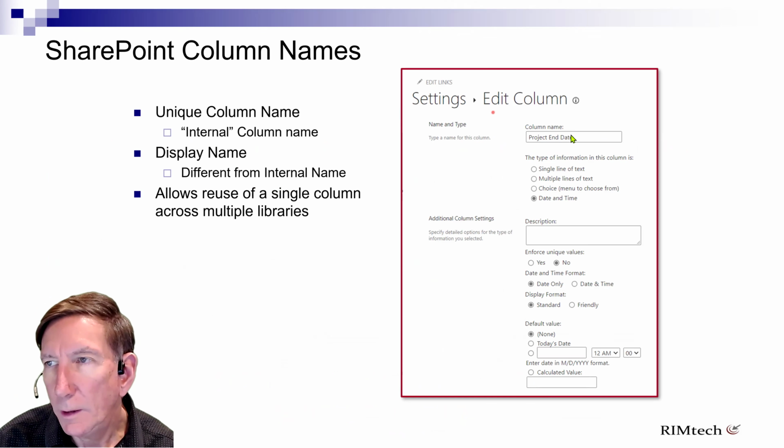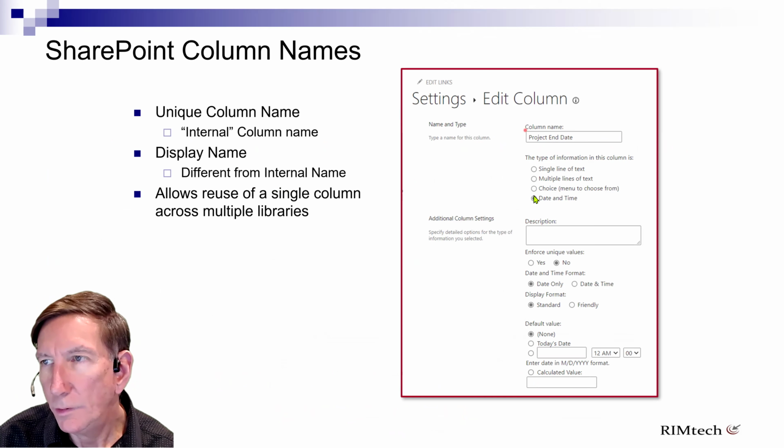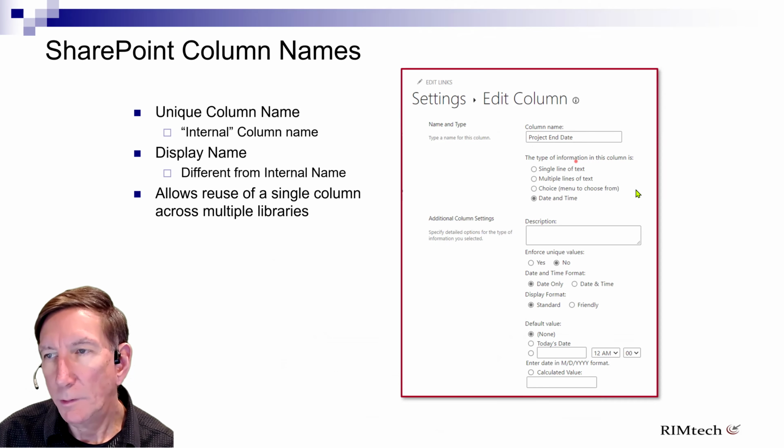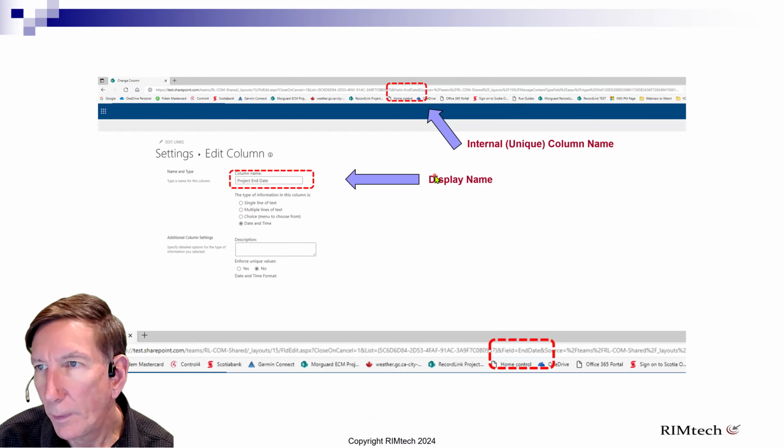So here is a screen capture of what it's like to create a column in SharePoint. You'll notice right here in the screen, it says column name. That should really say column display name. Okay, so we're entering a display name of project end date. Now, there's a bunch of other characteristics which we won't get into for now.